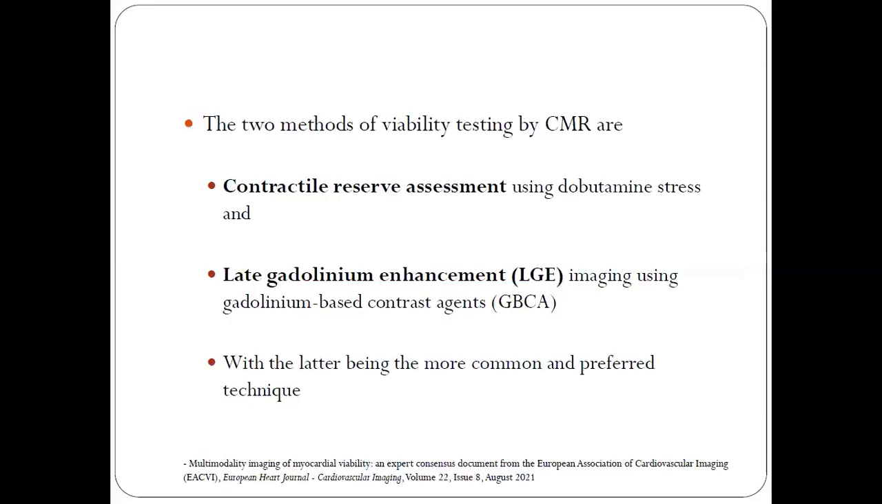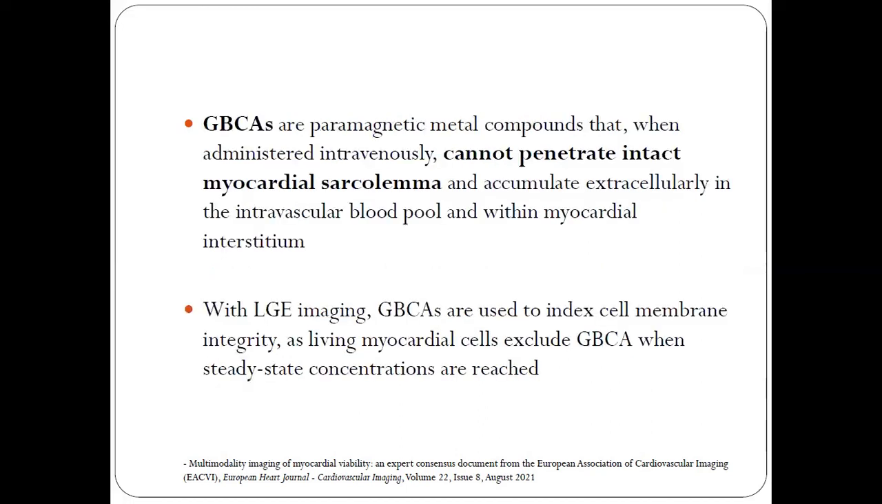Coming to cardiac MRI, there are two methods of viability testing by cardiac MRI. We can use either contractile reserve assessment using dobutamine stress MRI, or late gadolinium enhancement imaging using gadolinium-based contrast agents, with the latter being the more common and preferred technique. So one is contractile reserve assessment and the other is late gadolinium enhancement.